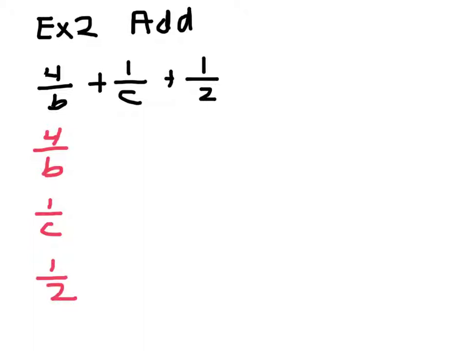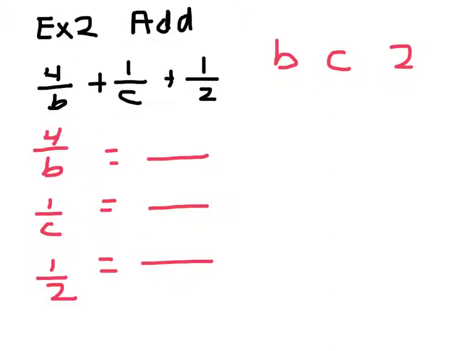And I'm going to find a common denominator for b, c, and 2. And remember, there's a couple different ways of looking at this. If I have b, c, and 2, what's the least common multiple of those? Well, it'd be 2bc. Or think of it this way: to get a common denominator, you can just multiply those together.